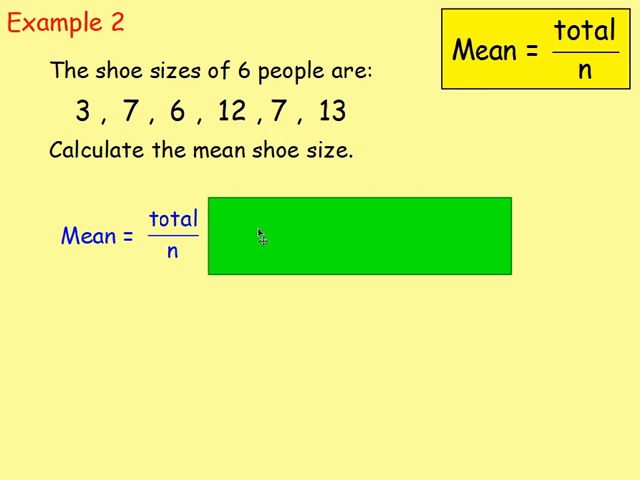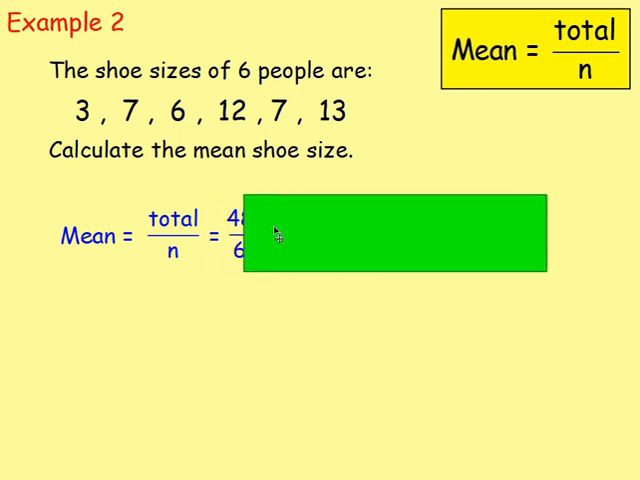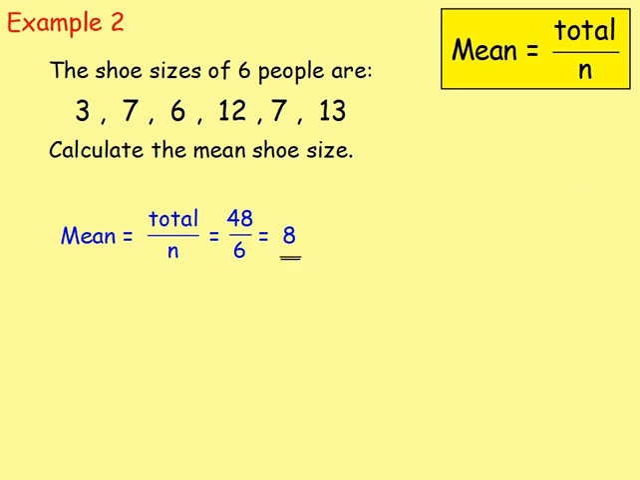So for this one, if you add up the shoe sizes, Yumna, help me out. If you do 3, add 7, add 6, add 12, add 7, add 13, Yumna, you get. Brilliant, you get 48. And we're dividing that by 6 because there are 6 people. And 48 divided by 6, go on, Yumna. Brilliant. Well done. You would get 8. So 8 would be your mean shoe size. Woo!